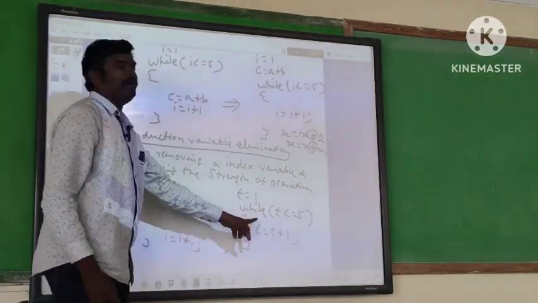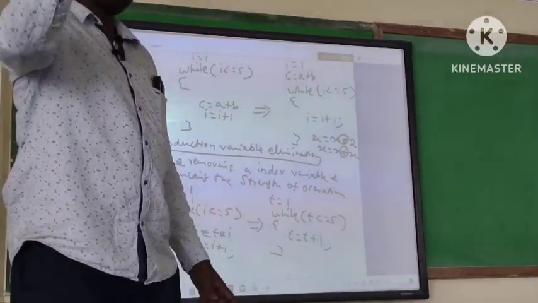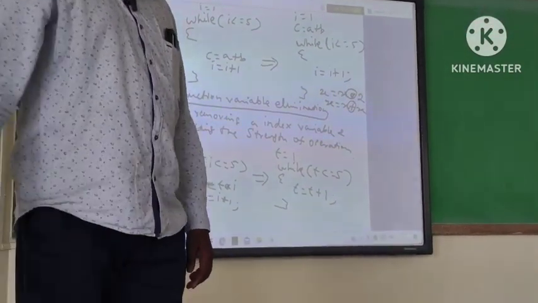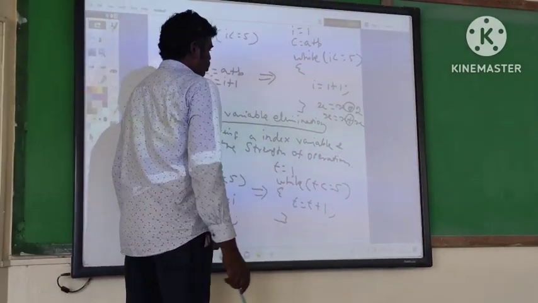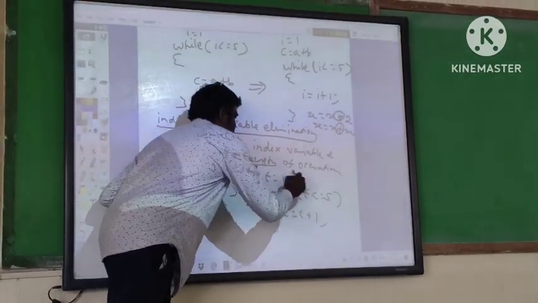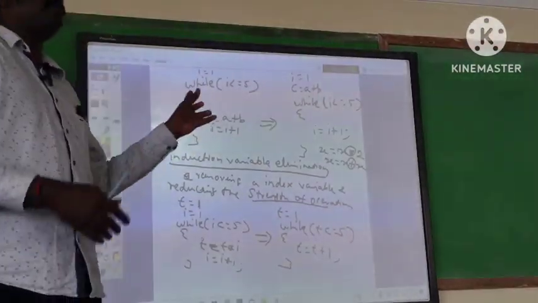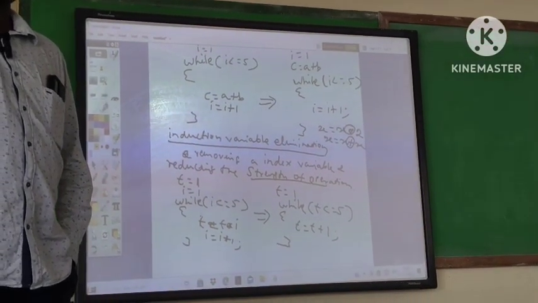Finally when I run this loop, what will be the value? Finally t value will be 5. Are you able to understand? So that is the scenario we are using for this. This is called as induction variable elimination, and finally you are reducing the strength of operation. Reducing the strength of operation actually reduces the burden of the processor. Clear?